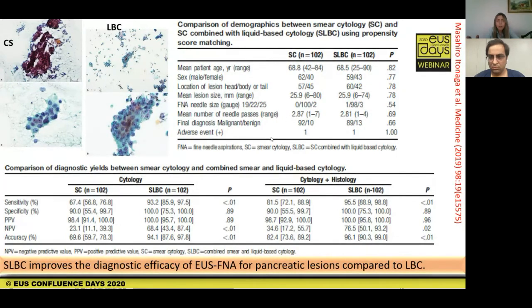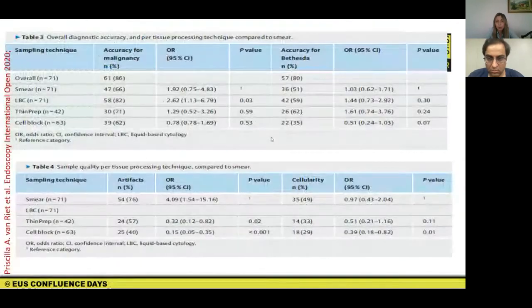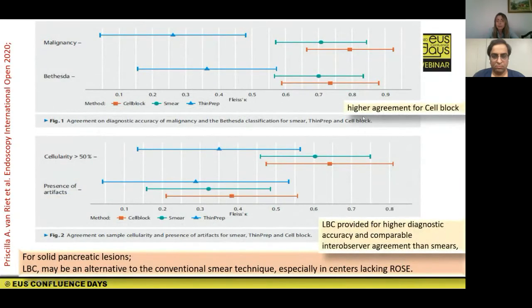And one study showed that liquid-based cytology in combination with conventional smear improves the diagnostic efficacy of our FNA technique compared to liquid-based cytology alone. This meta-analysis also clearly showed that the diagnostic accuracy of liquid-based cytology for malignancy is higher than conventional smear, with a lower rate of artifact. And this study showed higher agreement for cell block and provided higher diagnostic accuracy and comparable inter-observer agreement to smears. So they concluded that LBC may be an alternative to conventional smear, especially if we cannot reach the rows.